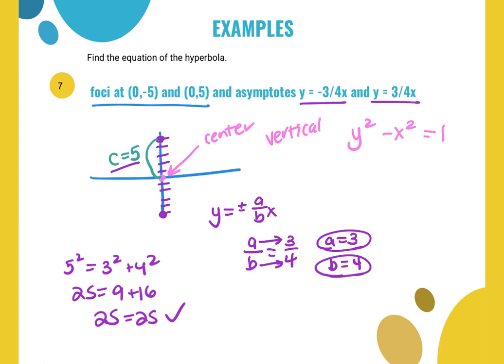If it didn't equal c squared, then it's possible that these were reduced, and we were looking at something like 6 and 8. So that's how you would know the difference. But this checked out, so I'm going to put the y squared over a squared, which is 9, and the x squared over b squared, which is 16. And there's the standard form of my equation.